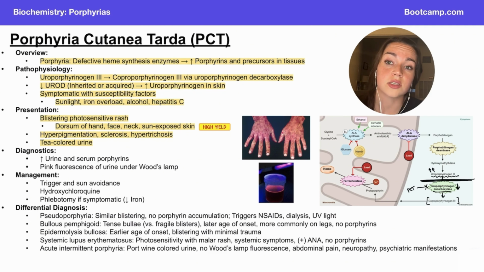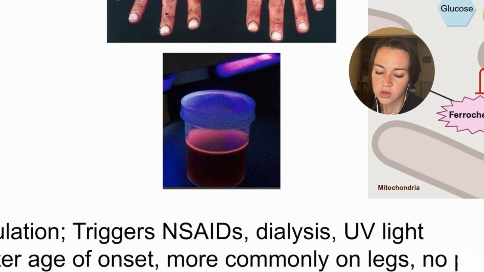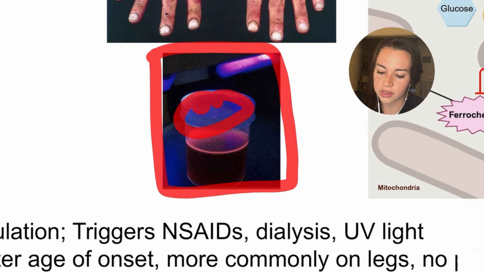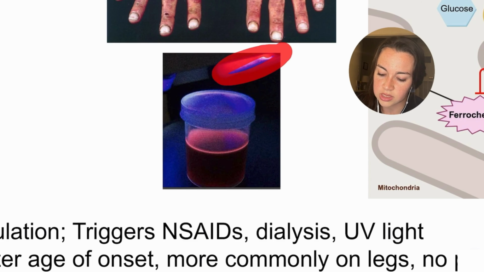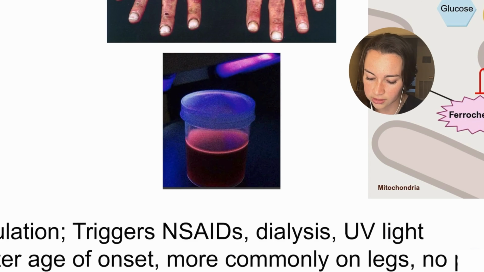To diagnose this, you can check porphyrins either in the serum or in the urine, and these will be elevated. And then the other thing that you might see or they might describe is pink fluorescence of the urine under Wood's lamp. So here's a picture of a cup of urine underneath the Wood's lamp, which is this UV lamp. It looks like a black light. And here you can see a coral red fluorescence of the urine of a patient with PCT.